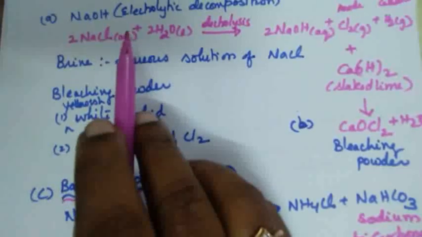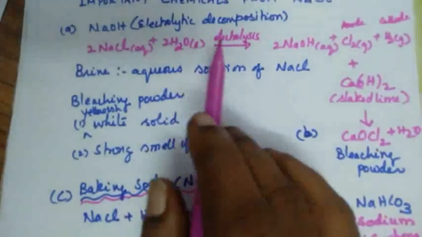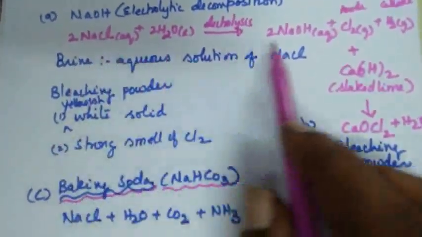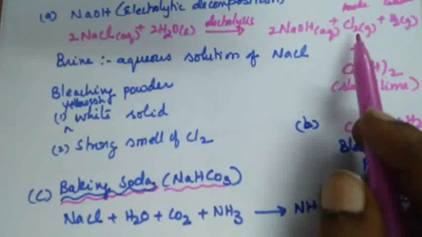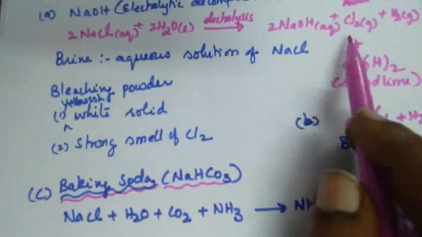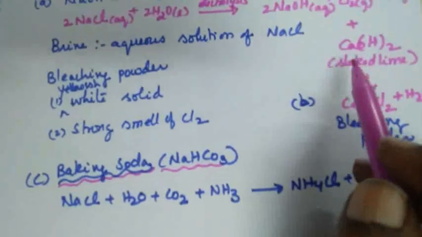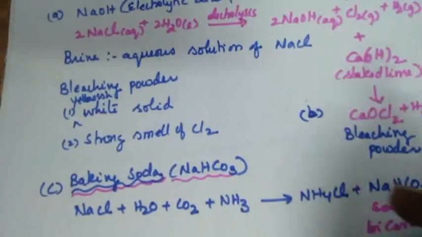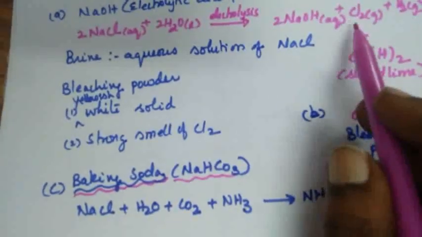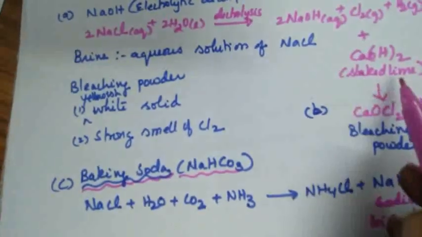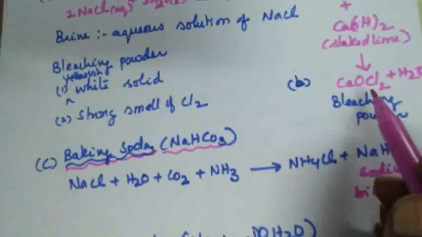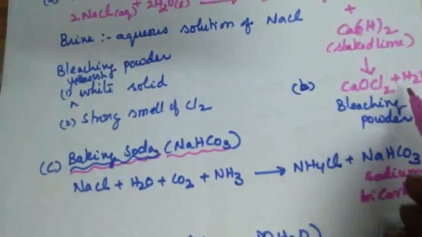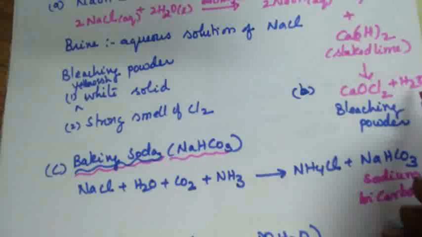Then we can also prepare bleaching powder from NaCl. The first step being the same, and the chlorine gas which is evolved at anode is captured and passed over the slaked lime solution, calcium hydroxide solution. When I pass this chlorine gas over the slaked lime solution, I get bleaching powder, CaOCl2 plus water. It releases water.